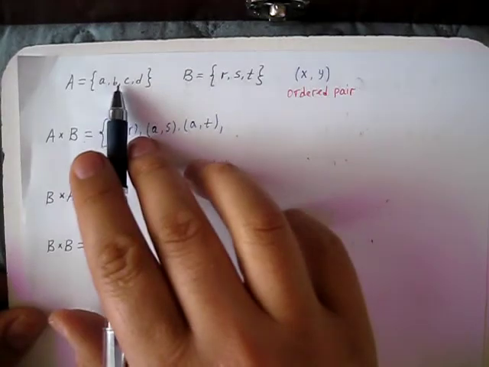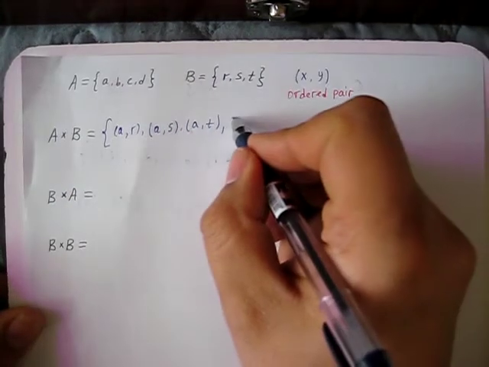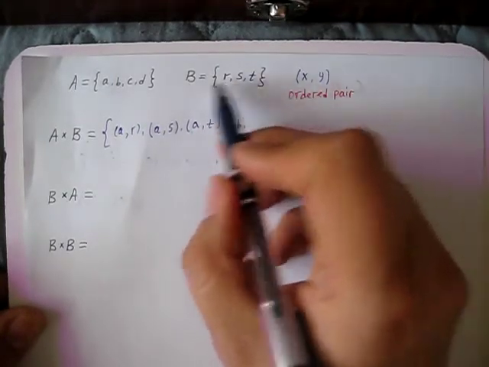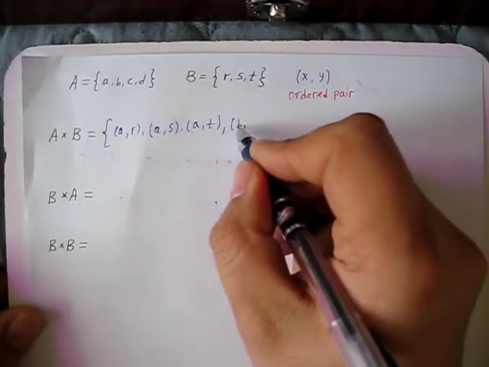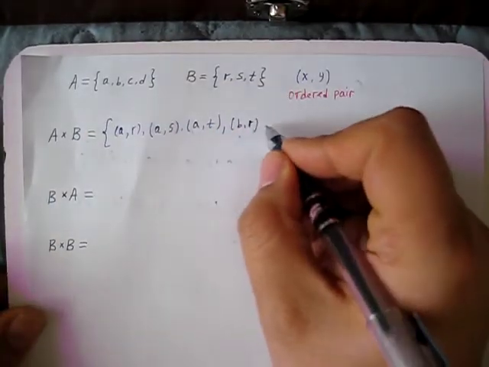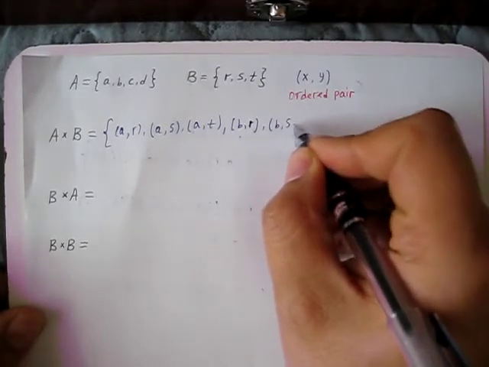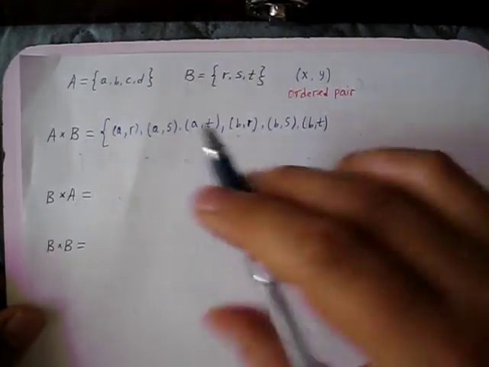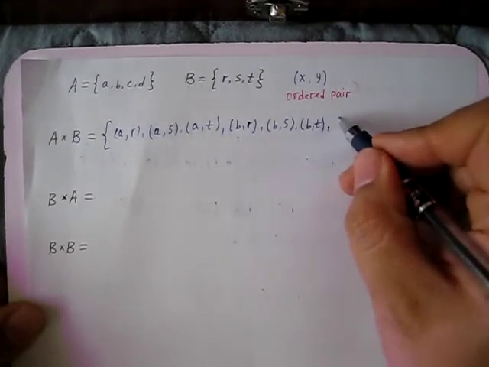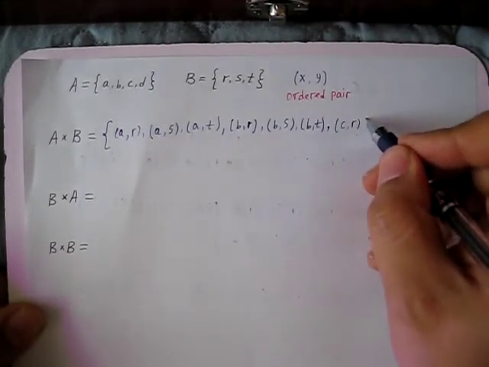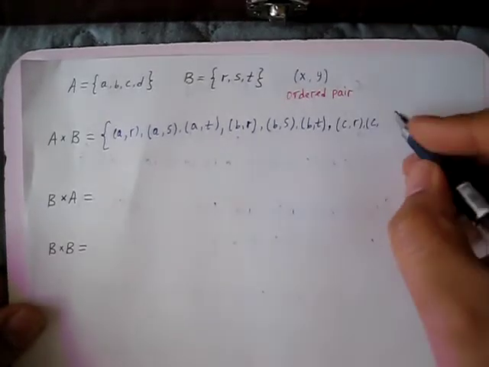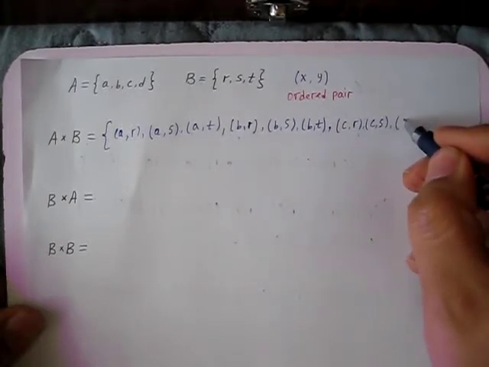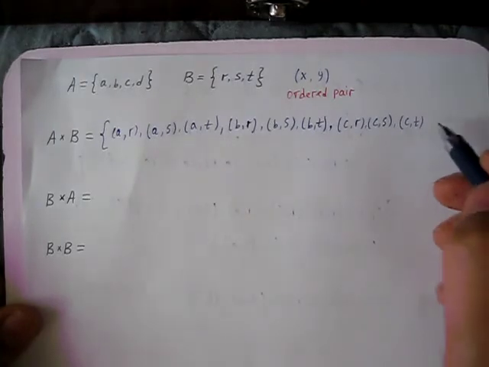Okay, we finished A. Now we will choose B. So now our x components will be B, and y components the elements of set B. So B and R, B and S, B and T. And next C. So C and R, C and S, C and T.